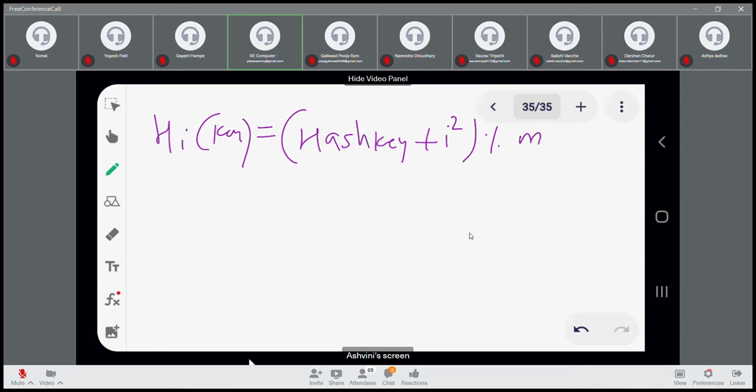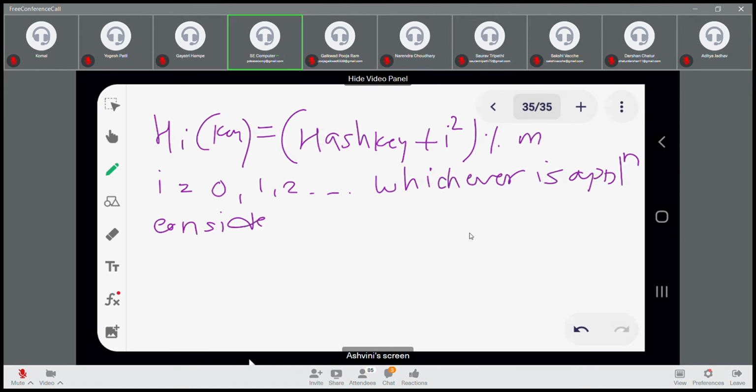Okay. Now we will choose the value of I as 0, 1, 2 up to the size of the table, whichever is applicable. Note this thing, whichever is applicable. We need to check one by one. So now consider I is equal to first 0. So now here hash key. Now hash key is what? Hash key means that number. Which number we need to place in the hash table?